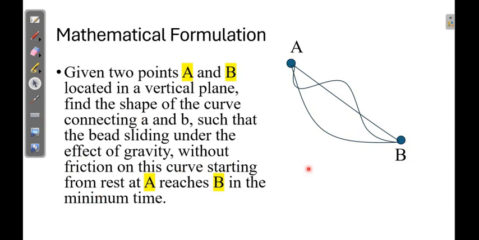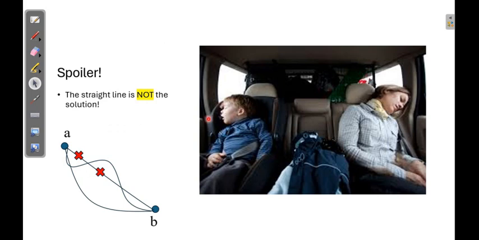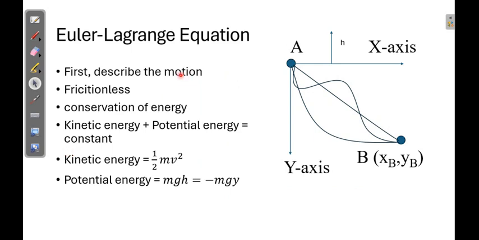This is the problem. And here is a spoiler: the solution of the problem is not the straight line. The straight line is not the path that will get us the lowest or minimum time. It's different. So to solve this problem, we need to work using the Euler-Lagrange equation.